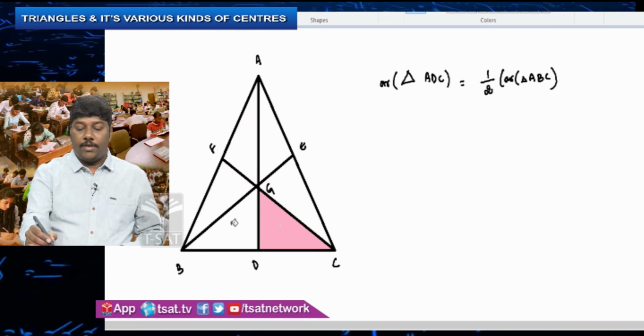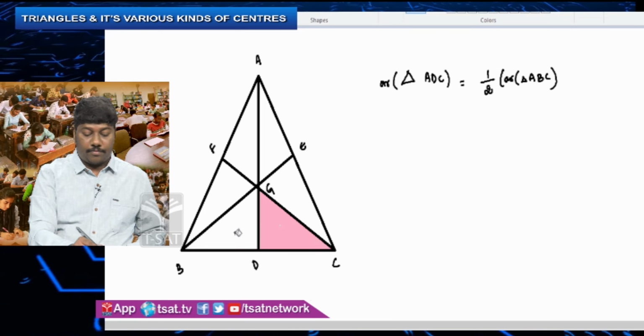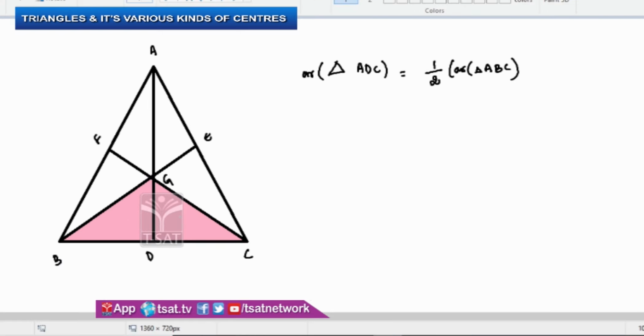Now, see here, I will take the triangle BGC. Area of triangle BGC is 1/3 of the area of triangle ABC.